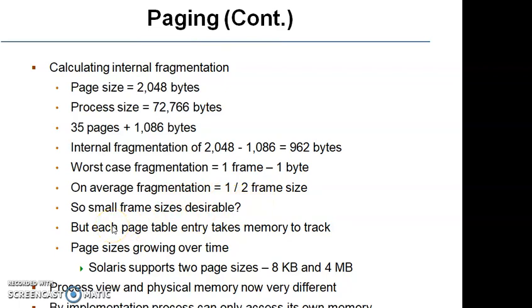So the question arises, is a small frame size desirable? But it is not true, because each page table entry takes memory to track and page size is growing over time. Therefore, the frame size should not be too large and should not be too small. The operating system Solaris supports 2 page sizes, that is 8 KB and also 4 MB. Process view and also physical memory now are very different here. By implementation, a process can only access its own memory.